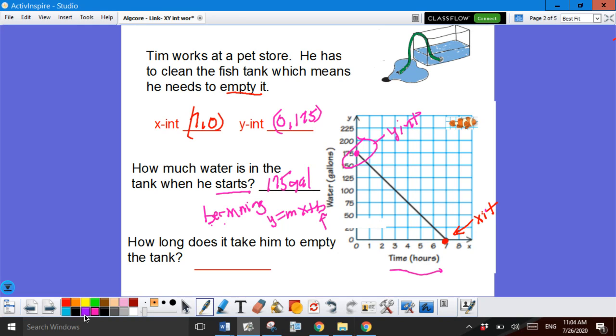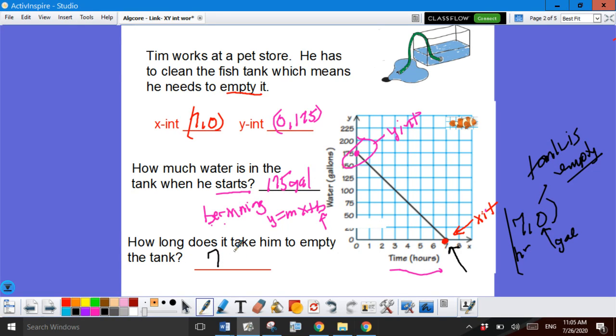Okay? What does this point mean right here? 7, 0. Remember, this is hours. And what unit is this? You're right if you said gallons. So at 7 hours, 0 gallons. What does that mean? That means the tank is empty. The tank is empty at this point. So how long did it take for him to empty the tank? It took 7 hours to empty that tank.